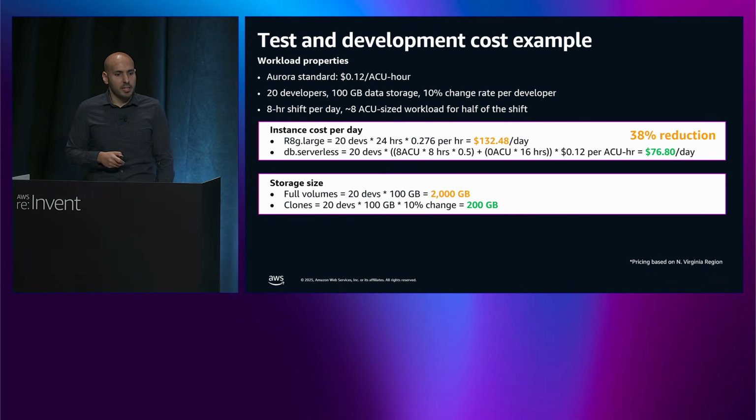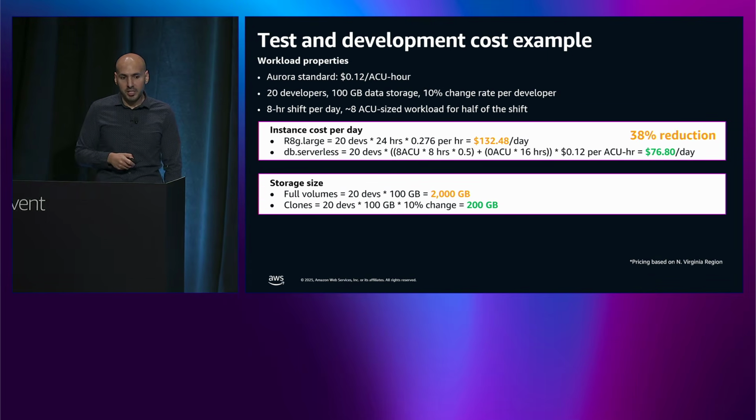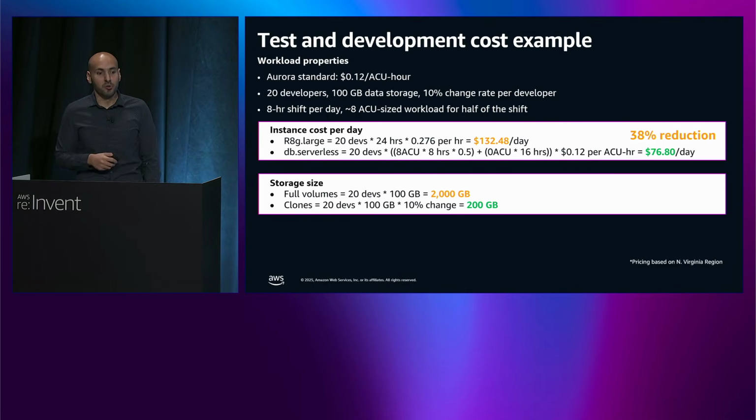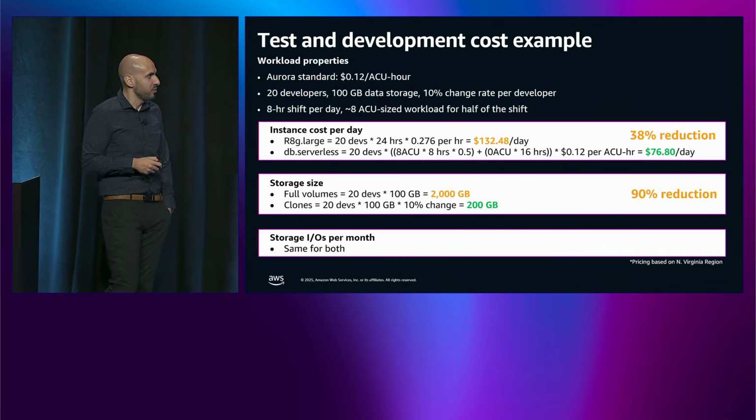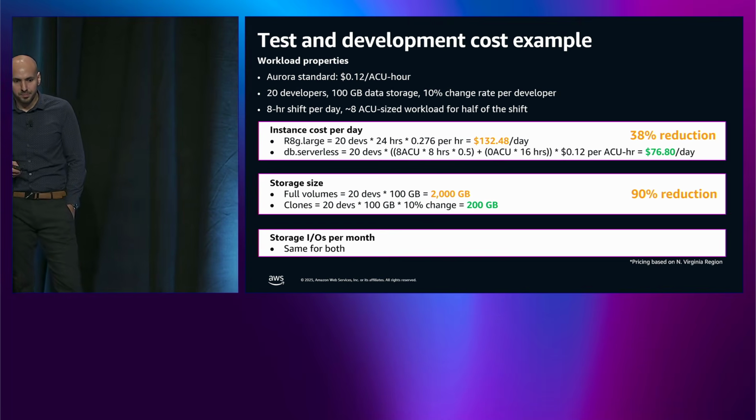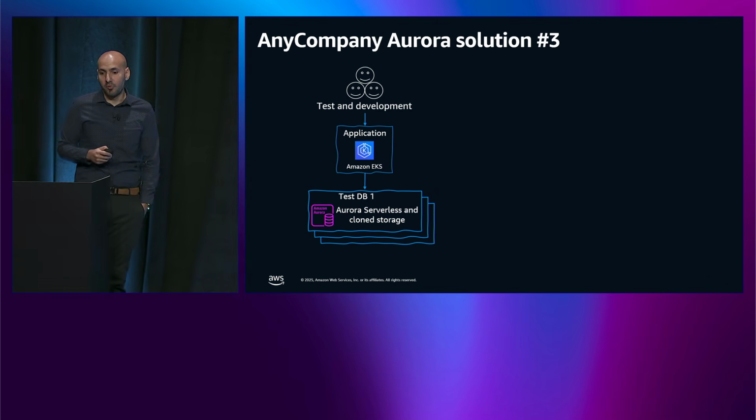Now, if we take into account the storage difference, because now we're using clones instead of full volume restorations, we managed to reduce it by 90%. So that's a pretty significant improvement. The I/O is the same for both.